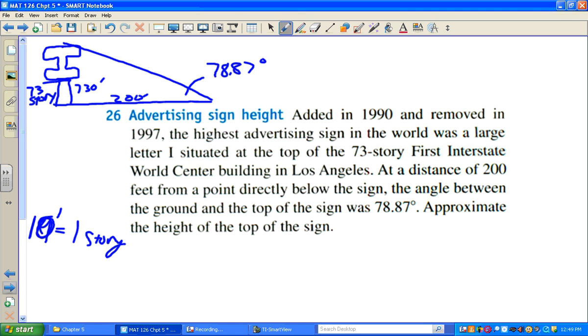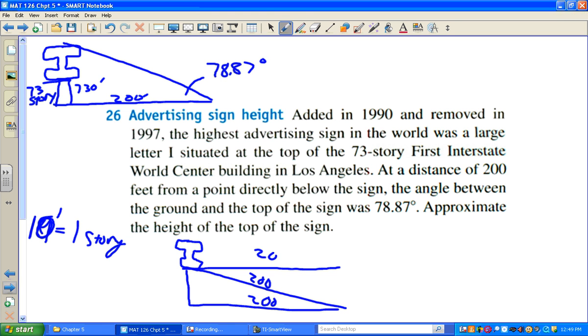No, it says at a distance of 200 feet from a point directly below it. The point is directly below the sign, so it's 200 feet from the point directly below the sign. Correct, 200. It means we're not ready for law of cosines yet. We have to have a right angle. You're saying this is 200, from the bottom of the sign, like that.